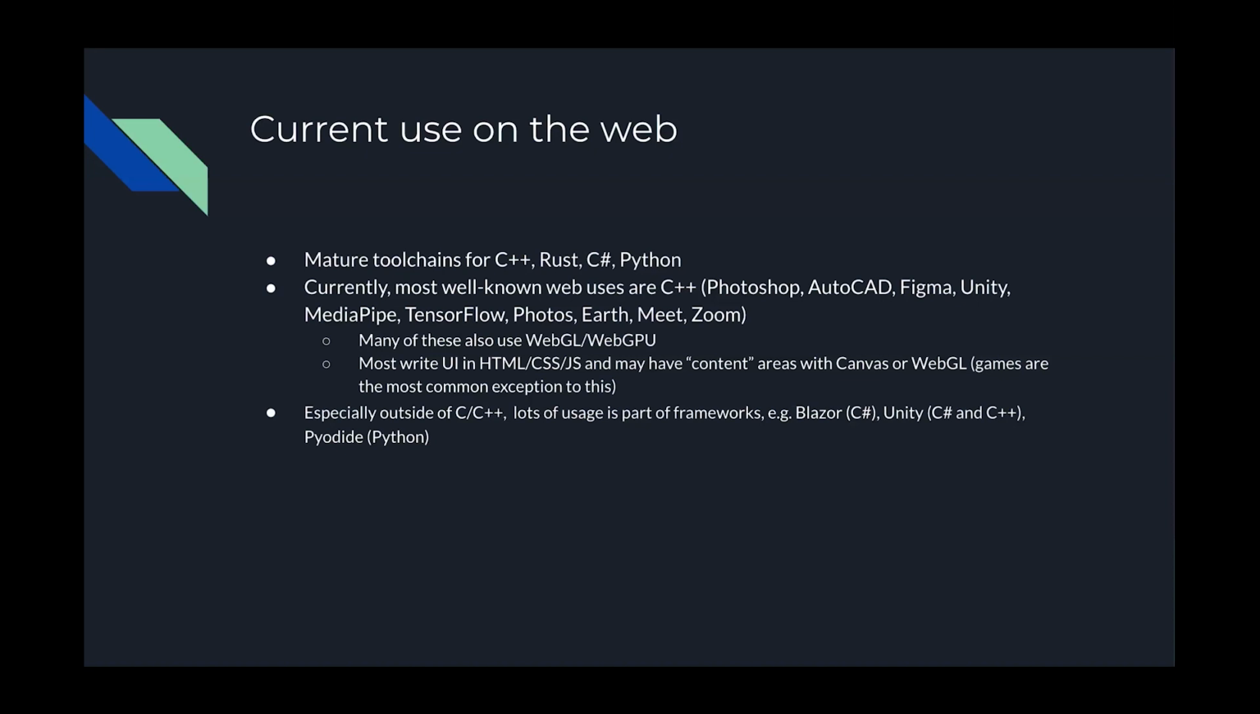Most of the well-known web uses are using the Emscripten compiler for C++. And so some of these include ports of, in some cases, 30-year-old legacy desktop code bases, things like AutoCAD and Photoshop. And then some of these are built as web apps from the ground up, things like Figma and Meet, Google Photos.